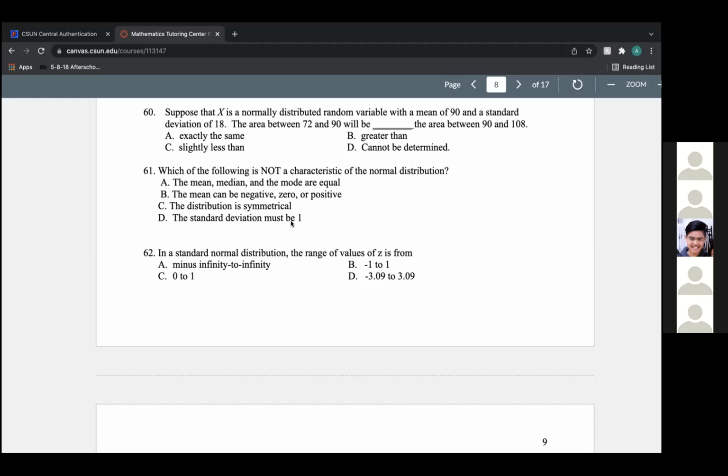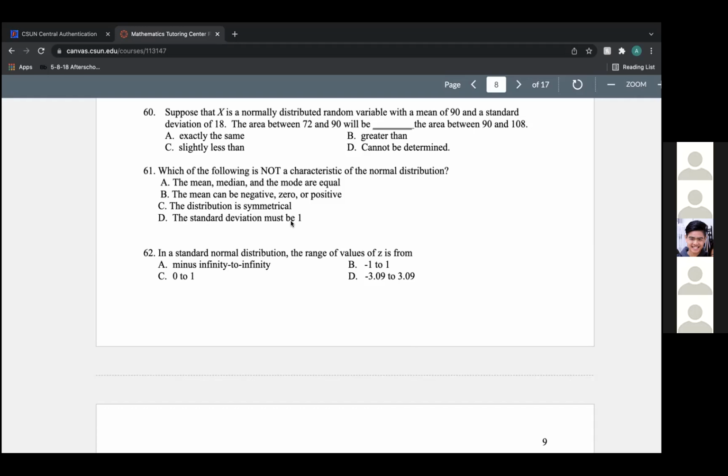Anyway, where was I? Oh, yeah, so the answer is the same because if you go one deviation to the left, which is 34%, half of 68%, it's the same as one deviation right, which is the other half of the 68%. So one deviation down, one deviation up, it's the same in both directions.